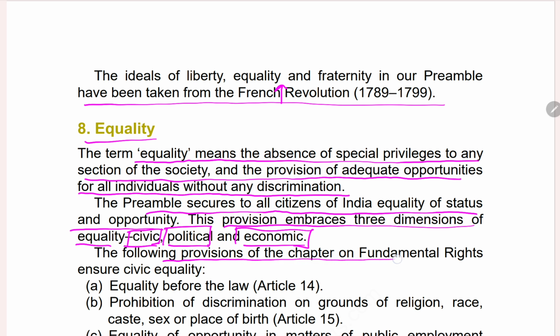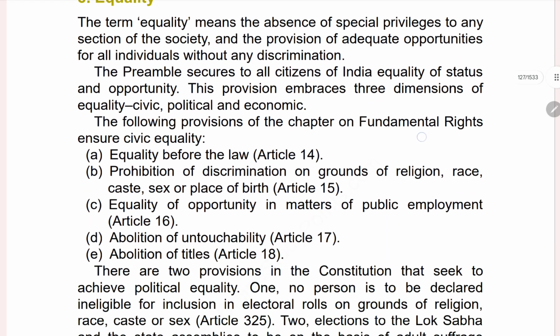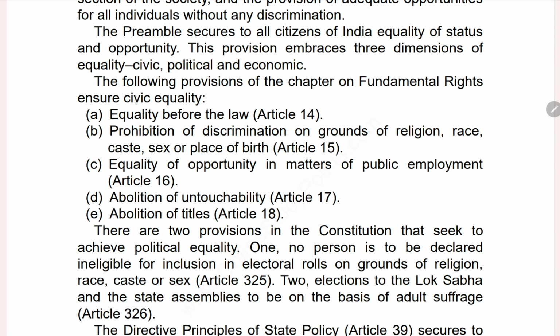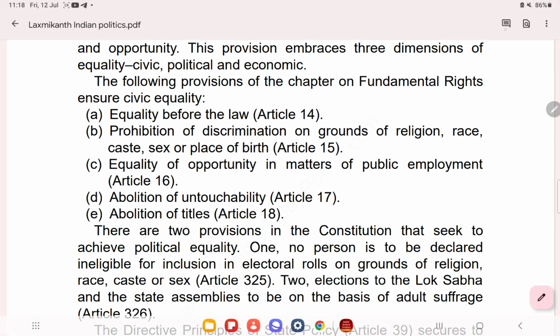The following provisions of the chapter on fundamental rights ensure civic equality. When we see fundamental rights, we will talk about these things, but in brief, these are some of the civic equality that have been granted by the Constitution. First, equality before law, Article 14. Then Article 15, prohibition of discrimination on the ground of religion, race, caste, sex or place of birth. Then equality of opportunity in matters of public employment, Article 16, abolition of untouchability, Article 17, and abolition of titles, Article 18. So these are the civic equality.